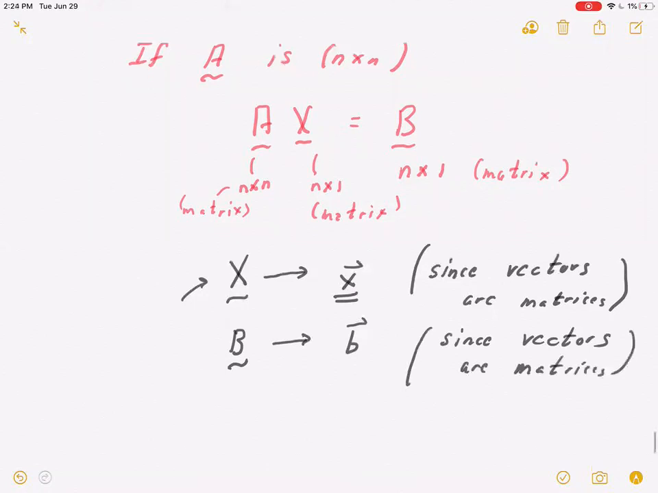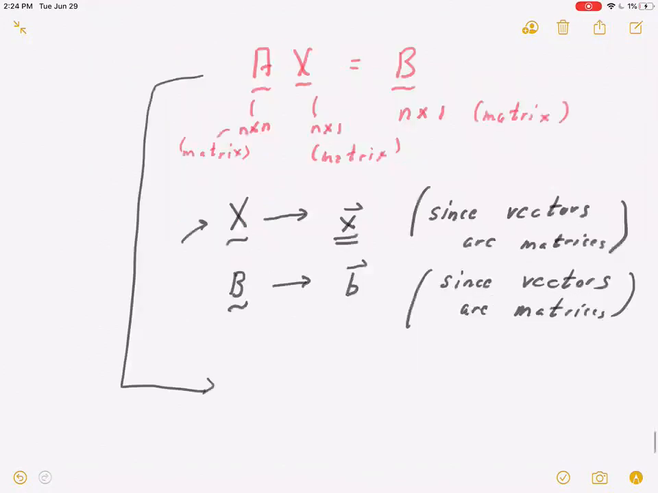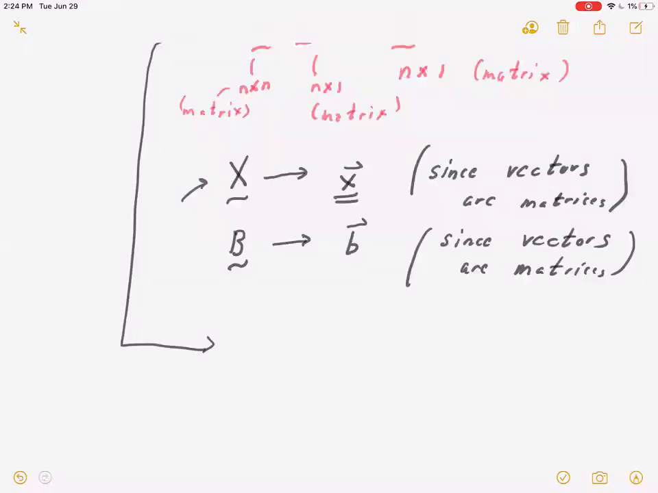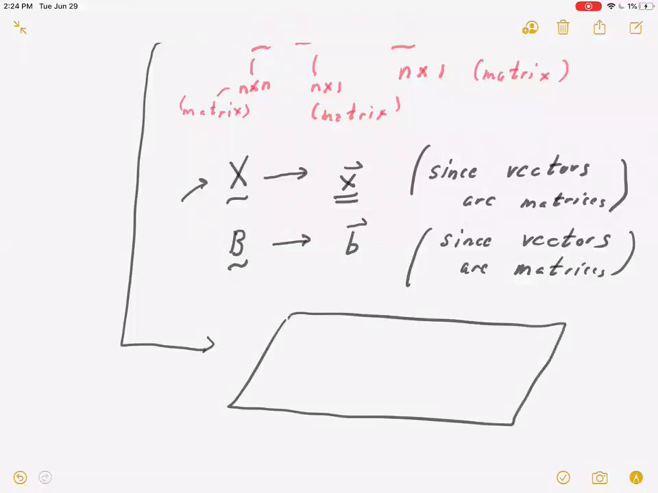So this equation can be recast as perhaps one of the most important equations in linear algebra. In fact, for purposes of this course, it is the most important equation in linear algebra.